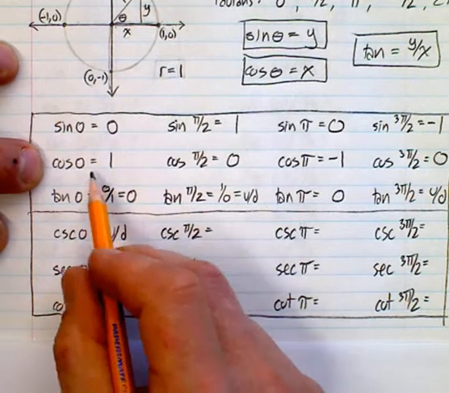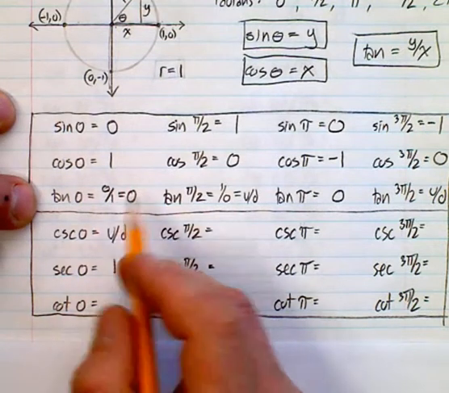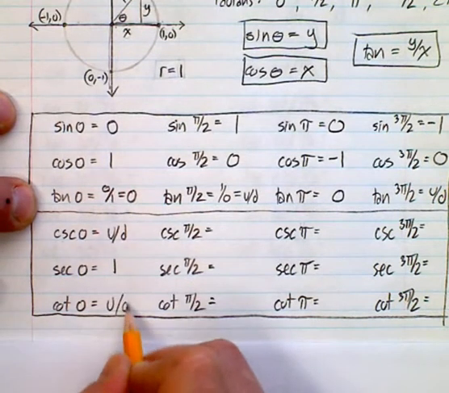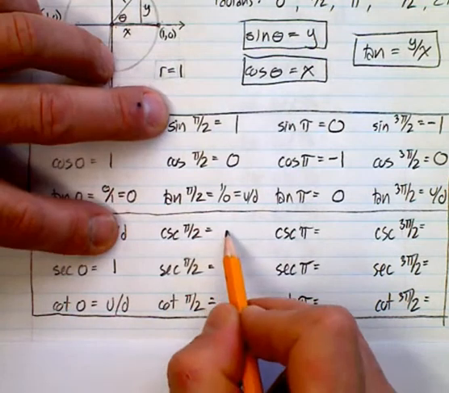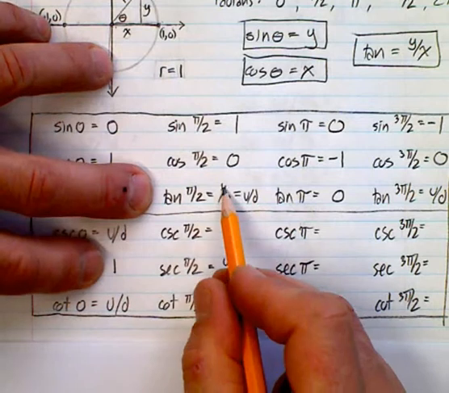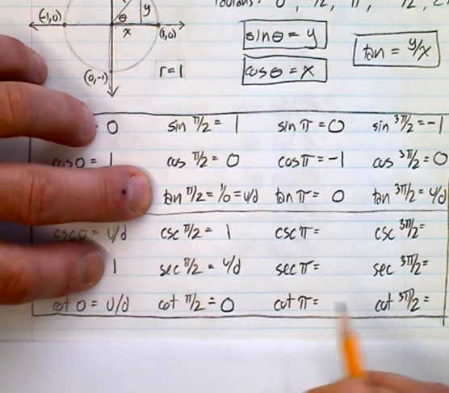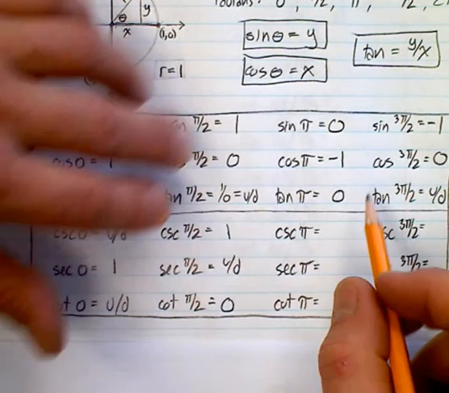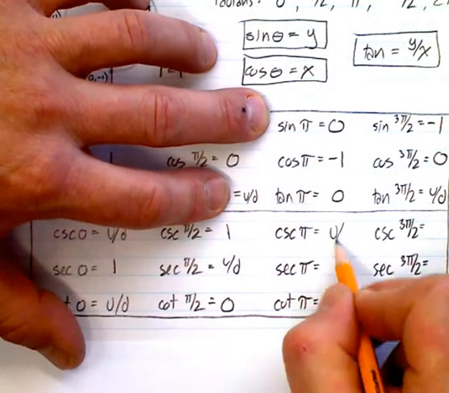The reciprocal of 1 is 1. The reciprocal of 0 is undefined. The reciprocal of 1 is 1. The reciprocal of 0 is undefined. The reciprocal of 1 over 0 is 0, right? Okay. So the reciprocal of 0 is undefined. You can't divide by 0.